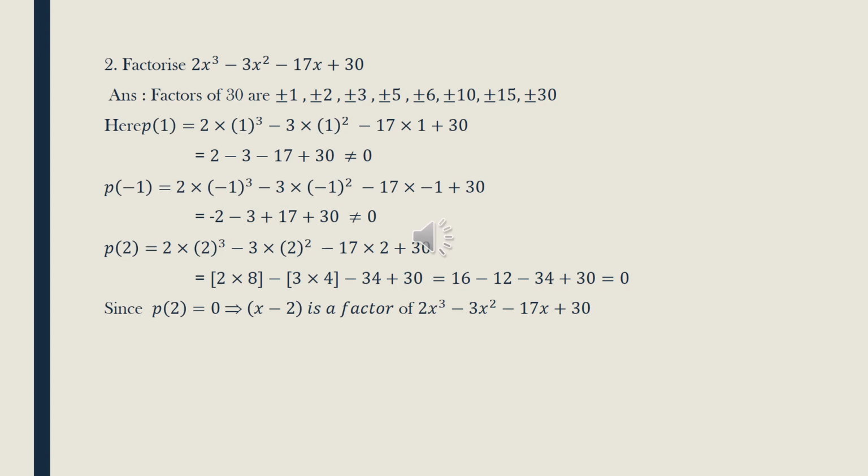The third factor 2, p of 2 is equal to 2 into 2 cube minus 3 into 2 square minus 17 into 2 plus 30 is equal to 16 minus 12 minus 34 plus 30, which is equal to 0. Since p of 2 is equal to 0, x minus 2 is a factor of 2x cube minus 3x square minus 17x plus 30.